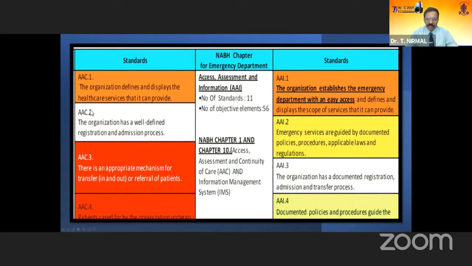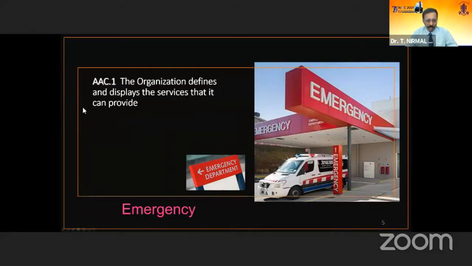And with reference to emergency, the healthcare organization, or the eye care organization, has to define the healthcare services that it can provide. That includes emergency services. For emergency services, the organization needs to have certain procedures applicable as per the laws and regulations, and also has to have a documented registration process. I'll just take you one by one.